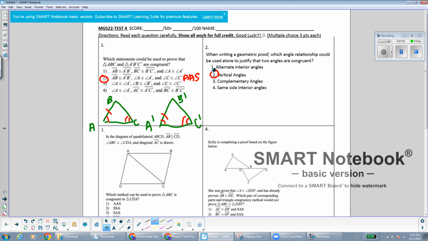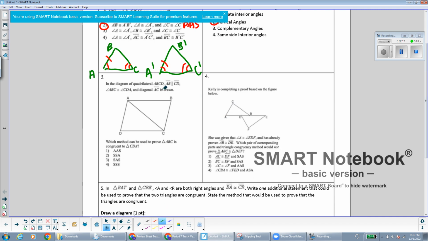Vertical angles alone can justify that angles are congruent, because vertical angles are always congruent in every situation. Alternate interior angles are not always congruent. They are only congruent when you have parallel lines cut by a transversal. So you would need some given information about having parallel lines to be able to conclude that alternate interior angles are congruent.